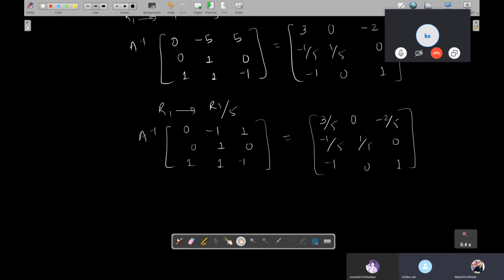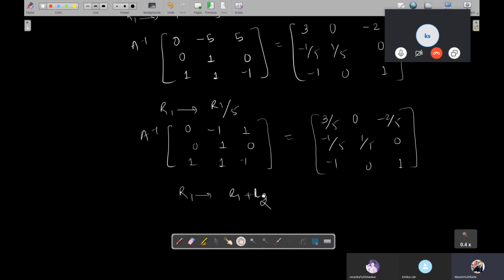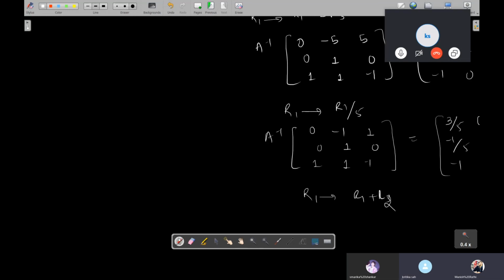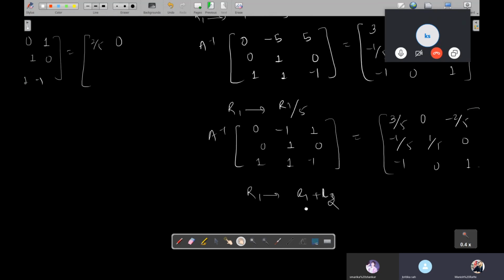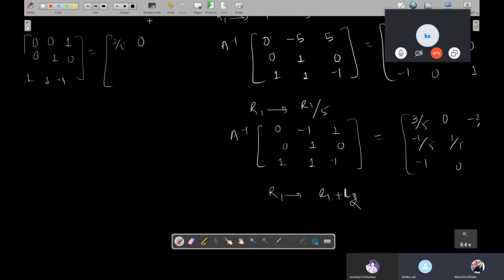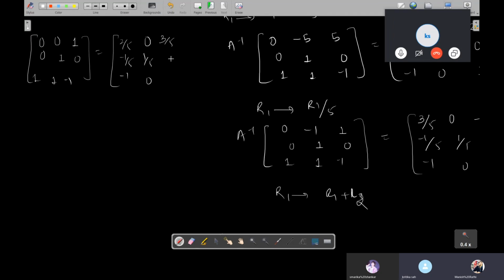Now if I just add these two, that is, if I make R1 equal to R1 plus R2, what will be the value? The value would be A inverse times 0, 0, 1, 0, 1, 0, 1, 1, minus 1. Just add these two, R1 plus R2, what will be left? 3 by 5 minus 1 by 5 is 2 by 5, 0, and the element is minus 2 by 5 plus 1 is 3 by 5. So I'll be adding 3 by 5. Rest of the elements will be as it is, 1 by 5 minus 1, 0, and 0 and 1, 0 and 1.